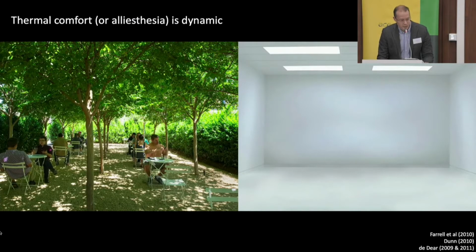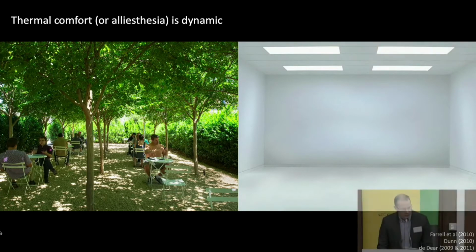Another reason to do that is that humans are not necessarily designed for a steady environment. Humans were designed to be in a dynamic environment. So if you look at the image on the left, that's a typical picture of a park. Maybe you have a little table there, and you see there's a high range of colors, high range of temperatures, different areas of different temperatures, a bit of airflow.